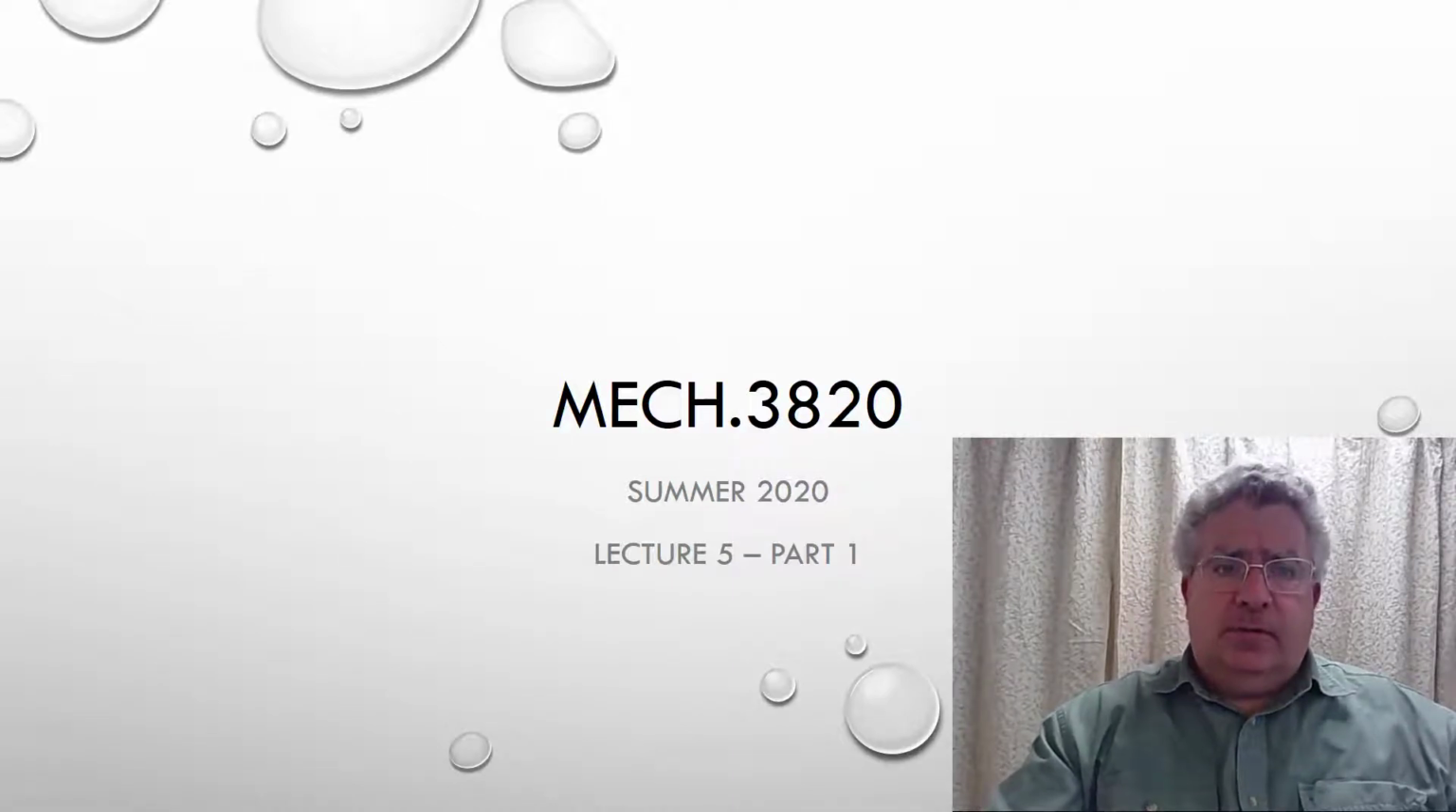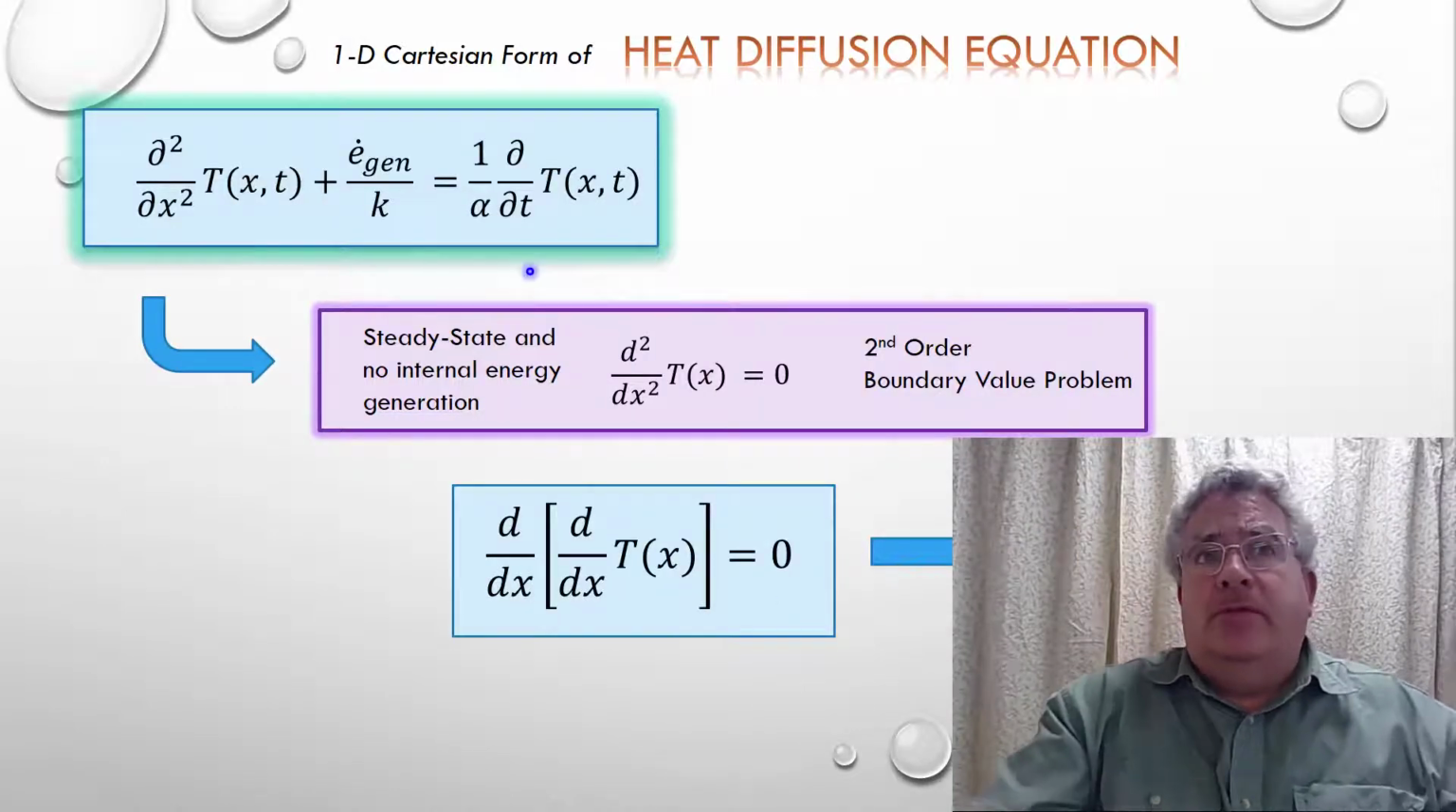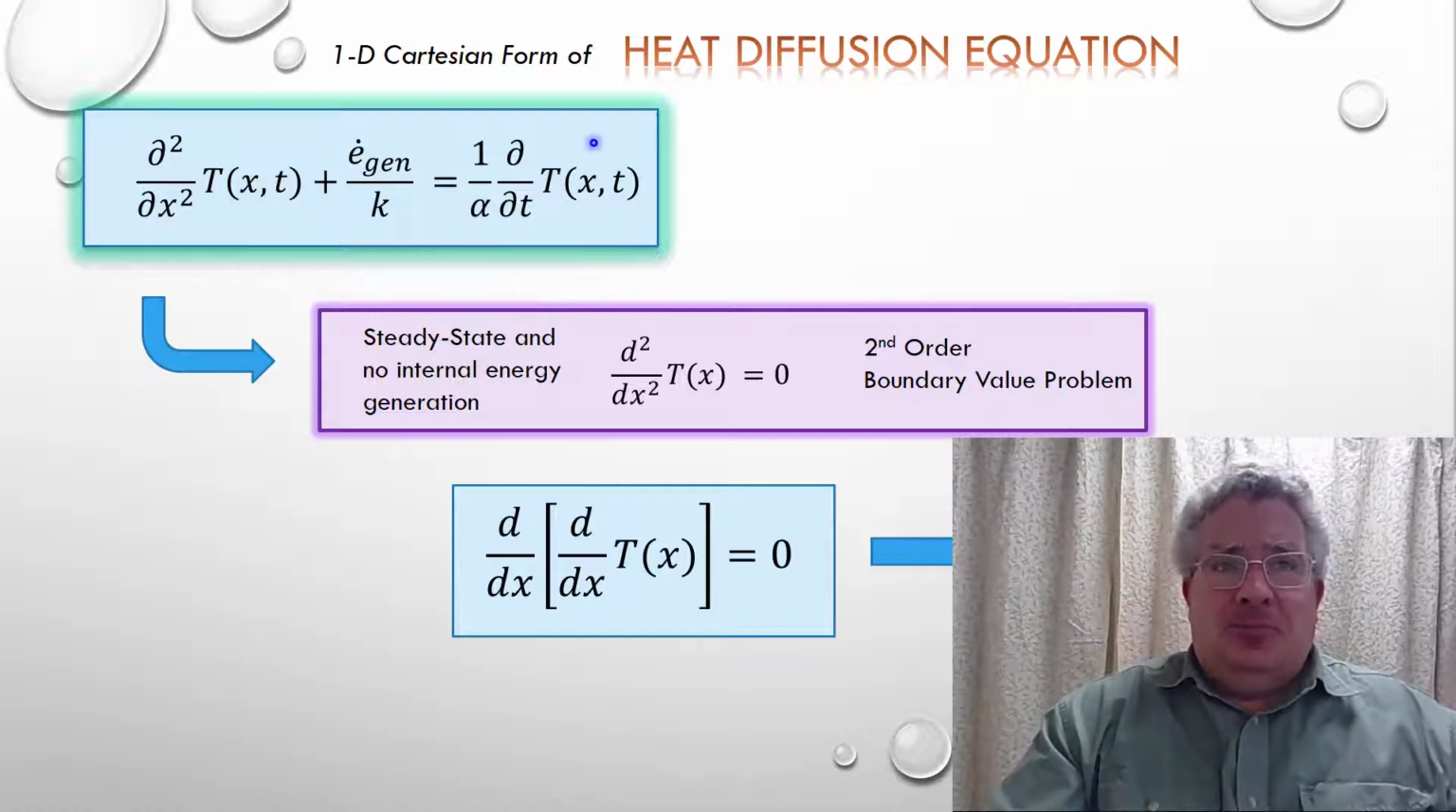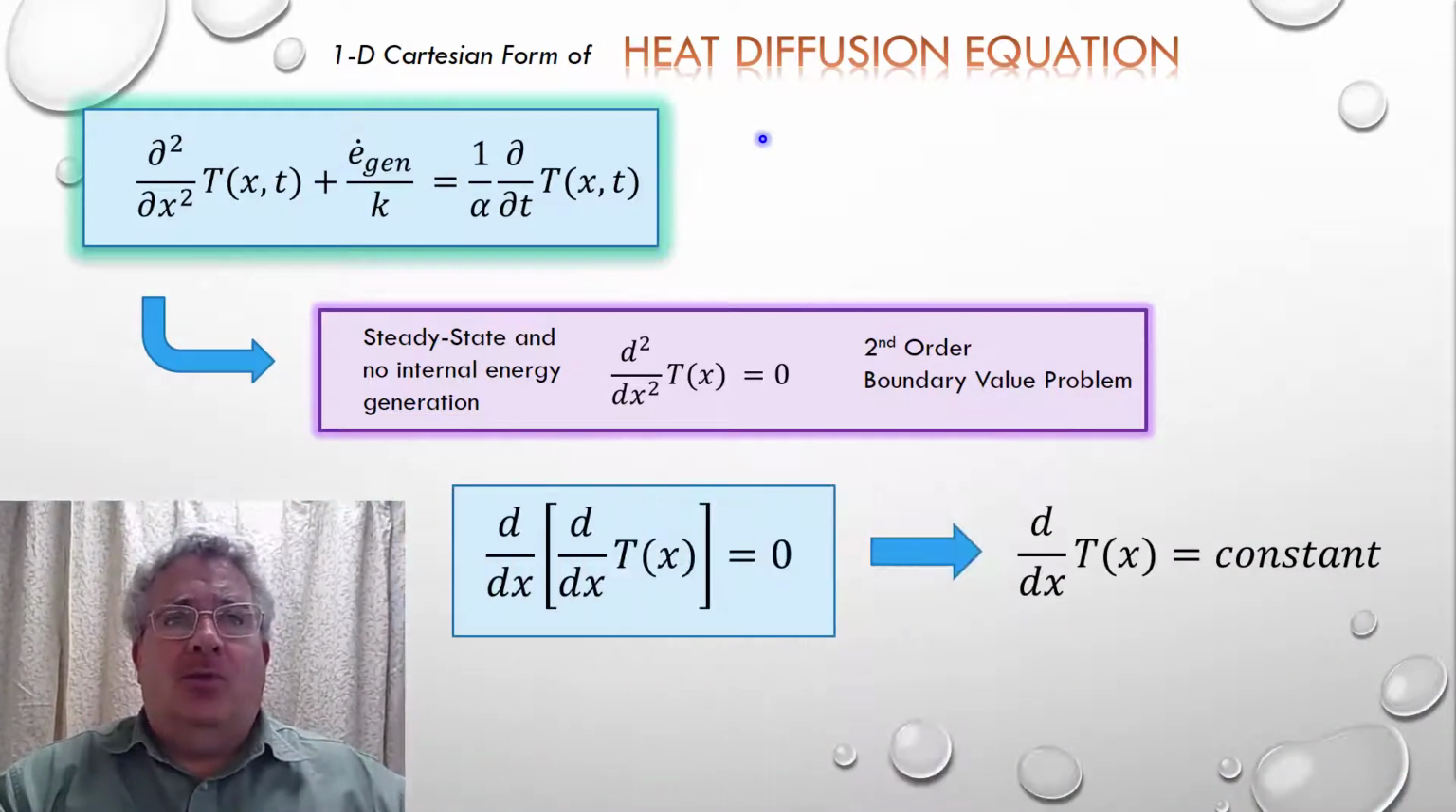So from last class, or rather we developed in the last video, we looked at the formulation of the heat diffusion equation, and I'm putting it up here. This is the full form for the one-dimensional unsteady case. If we simplify it to make it a steady state case with no internal energy generation, this term, the internal energy generation, goes away, and the unsteady term goes away as well, so it equals 0. So we end up with a second order boundary value problem.